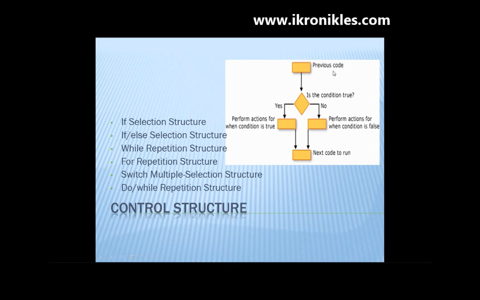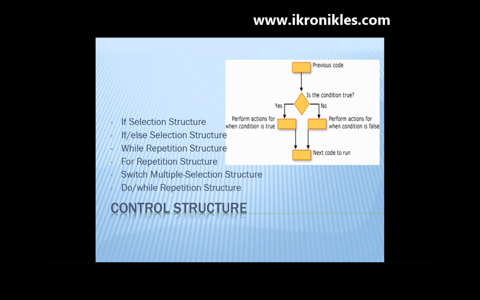Like this diagram, if is this condition met? If the condition is met, yes, or if the condition is not met, perform this action. If the condition is met, perform this action, then execute the next code to run. That is decision making. Iteration control structures allow us to repeat code in a cycle fashion.